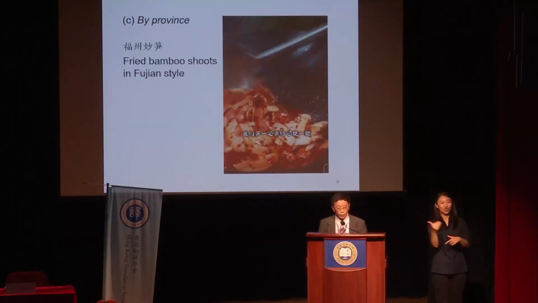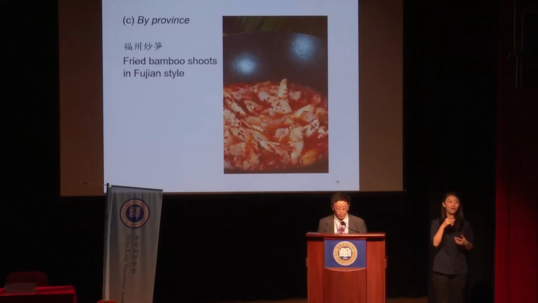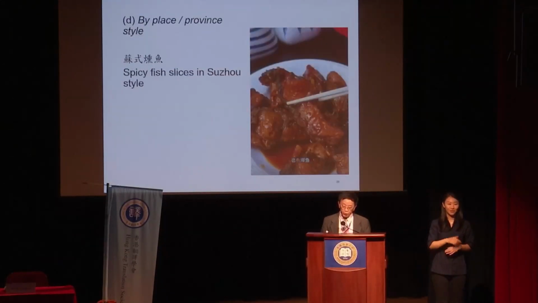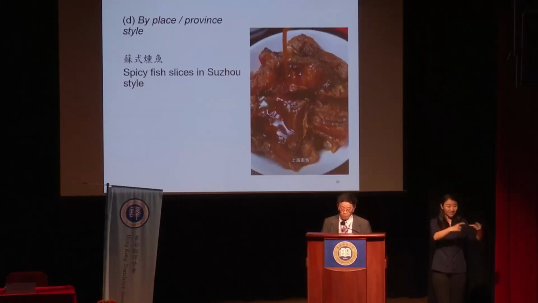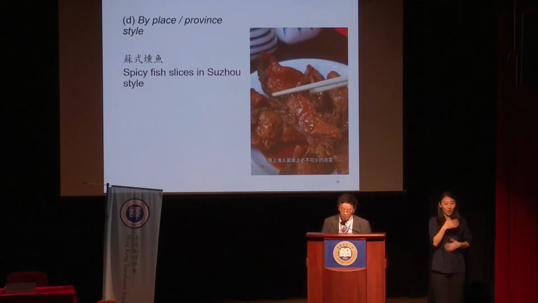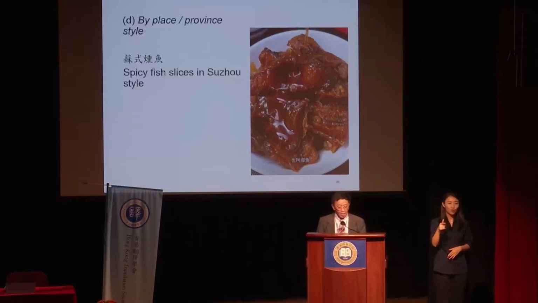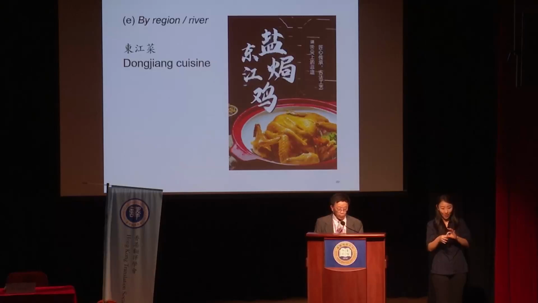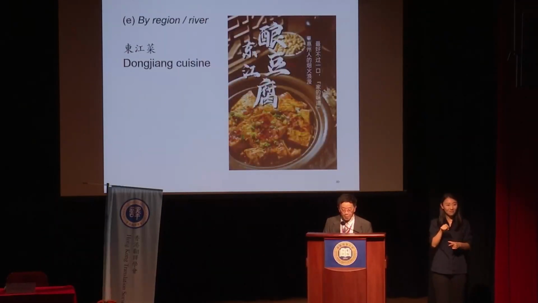And then we also refer to some dishes by province, such as 福州炒笋, fried bamboo shoots in Fujian style. And then we also refer to dishes according to certain provincial style, such as spicy fish slices in Suzhou style. In Chinese, it's called 苏式熏鱼. And then also geographically, we also refer to regions and rivers as part of the name of a dish.